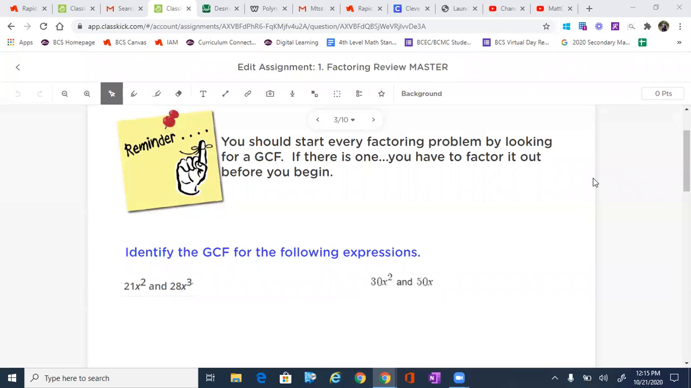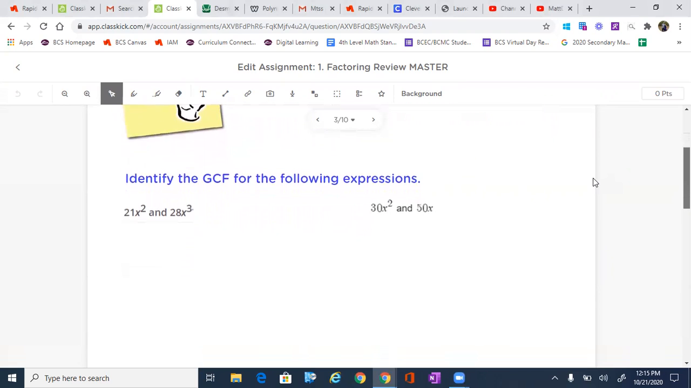All right, so we're going to look at finding the greatest common factor for terms because it's going to help us with some factoring here in the future. So the first thing we're going to do is look at 21x squared and 28x cubed, and we're going to find the greatest common factor.